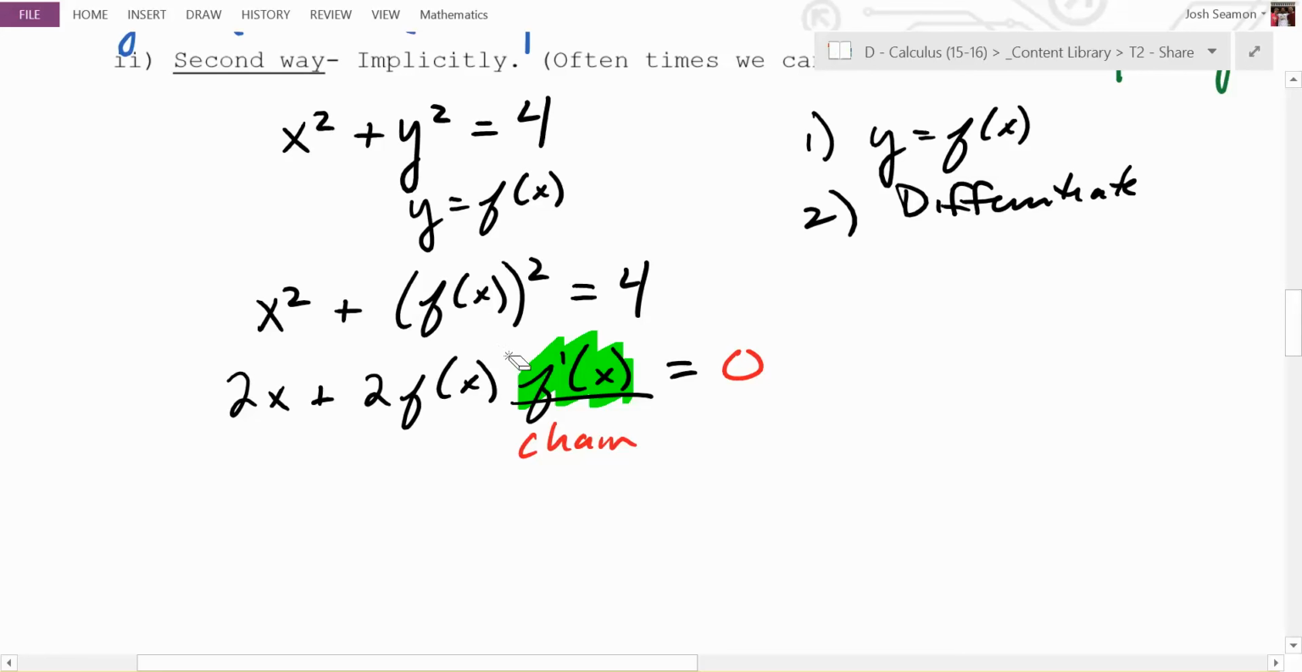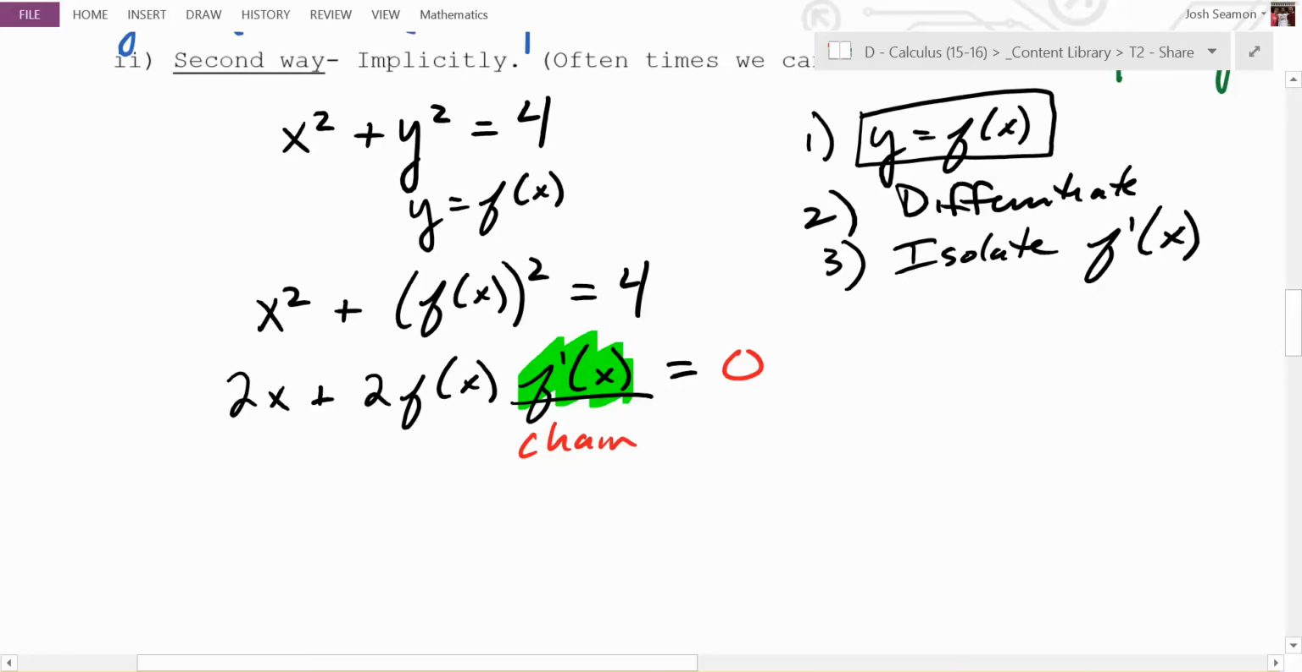What do you think we want to isolate right now? What do you think step 3 is? Not the f of x. Isolate f prime. We want to know what the derivative is. But here's the thing. What was our original substitution, Liv? Y is equal to what? F of x. So what could we do right now if we wanted to? We could change it back. You can change it back at any point.